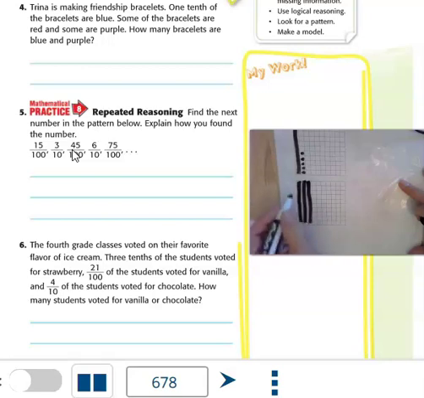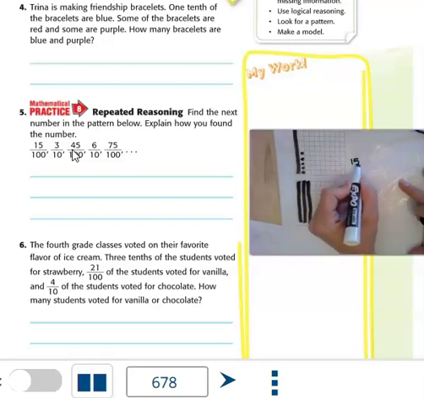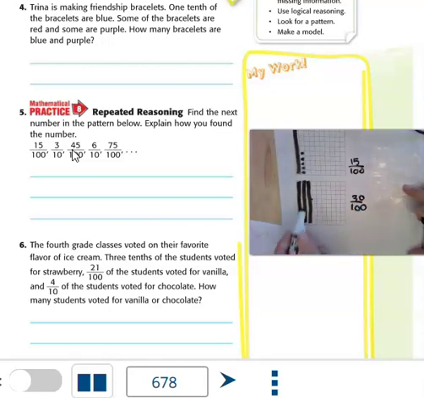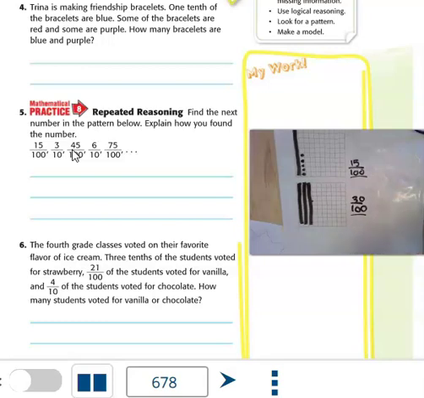So the best way is to convert them all to hundredths. And if 3/10 looks like this, that would also equal 10, 20, 30 hundredths. And that may help you, if you convert them all to hundredths, it may help you see the pattern a lot easier when you're trying to finish the pattern in this problem here.